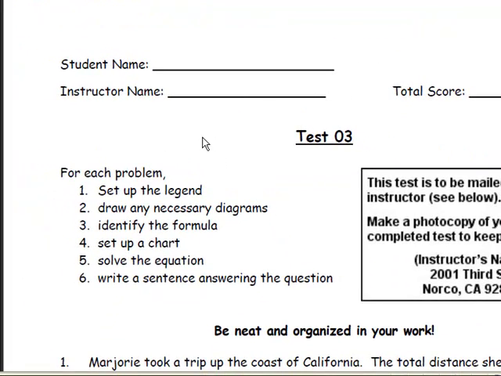This is the test that you would actually print out and write on. In fact, you might want to print 2 copies. One that is just maybe with scratch work, and another one that's very neat that you send in. And then make a photocopy of the very neat one before you send it in.